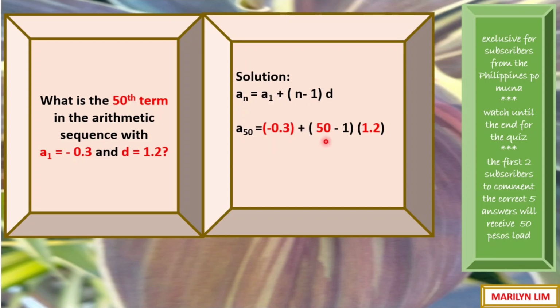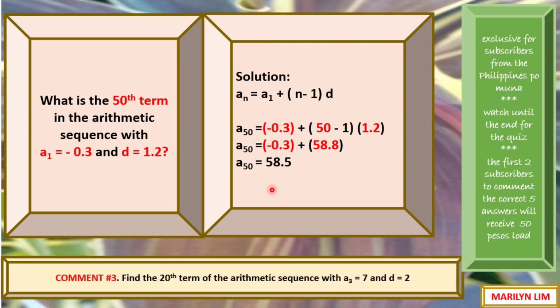Then substitute. 50 here is our n, and d here is our common difference as given in our problem. And then simplify. So if you can see, 58.8 becomes 58.5. Why? Because our first term here is negative 0.3, negative 0.3 plus 58.5. So you have to subtract 58.5 and 0.3. 58.5 minus 0.3 is 58.2.